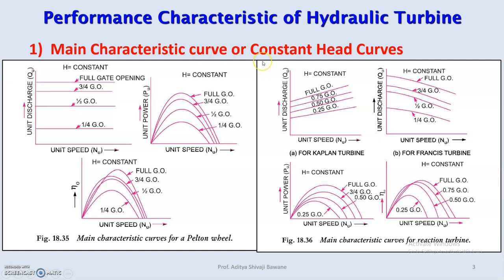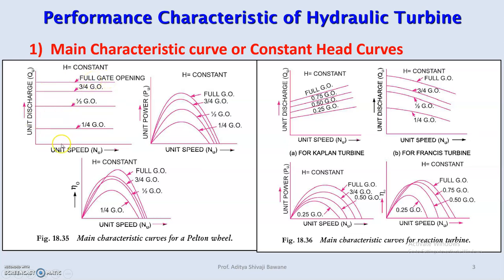Performance characteristic of hydraulic turbine. In that, the first one, main characteristic curves, are constant head curves. In this case, head is kept constant and gate valve is opened and maintained constant. So if you see this, it is 1/4 gate valve open. This is half. This is full valve open, meaning full discharge is there.